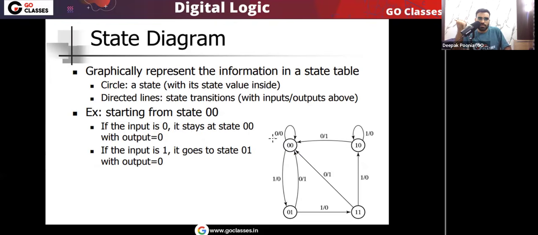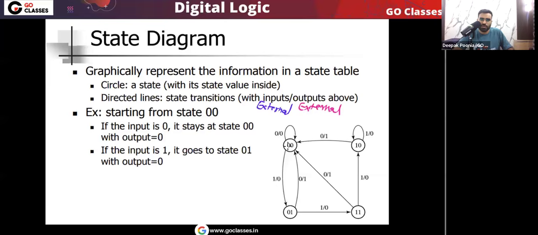Then you can see, if you have external input and external output, this is how the state diagram will be created. On the edges we will write what the external input is and what the external output is. So remember, with inputs and outputs, this is external input, and this is external output. When there is external input and external output, this is how the state diagram will be made.